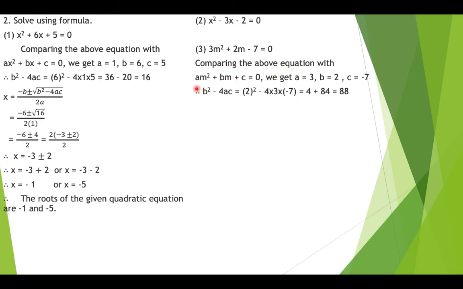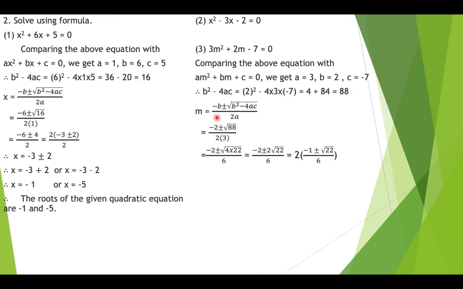Compare the above equation with am square plus bm plus c is equal to 0. We are going to get a is equal to 3, b is equal to 2 and c is equal to minus 7. So we are going to get b square minus 4ac is equal to, since b is equal to 2, 2 square minus 4 into 3 into minus 7, we get 4 plus, 4 3s are 12, 12 7s are 84, that is we are going to get 88, since minus into minus is plus, so we are going to get 88.